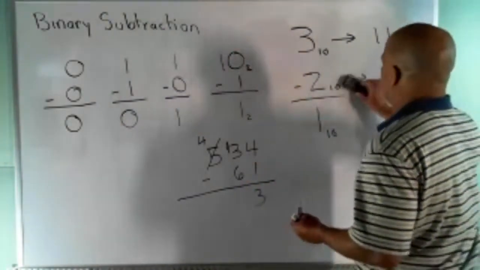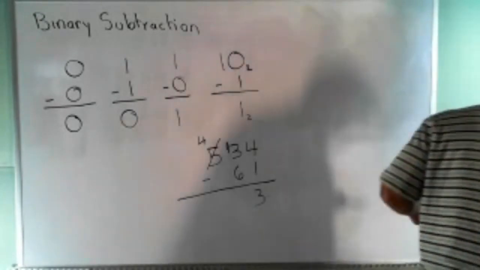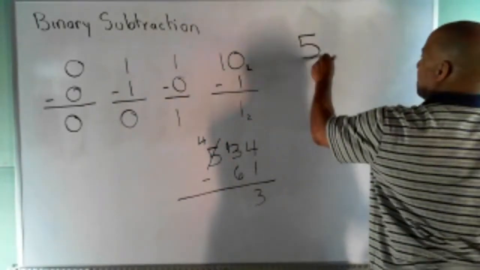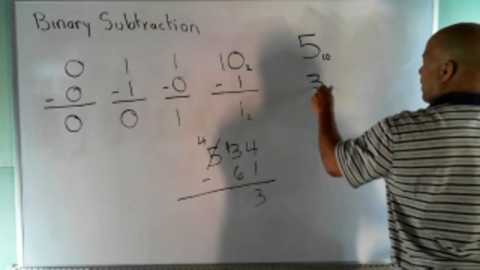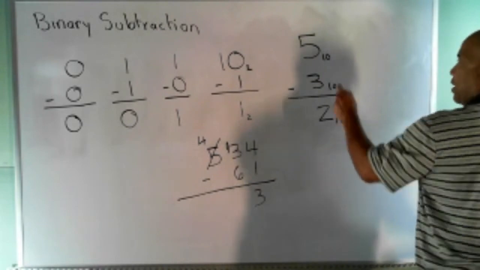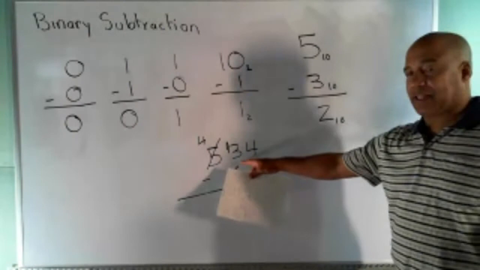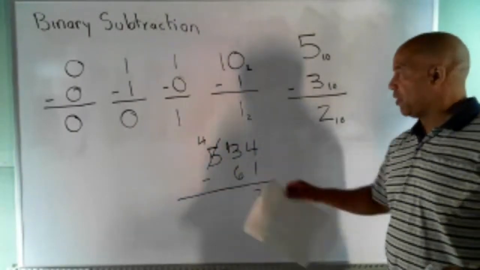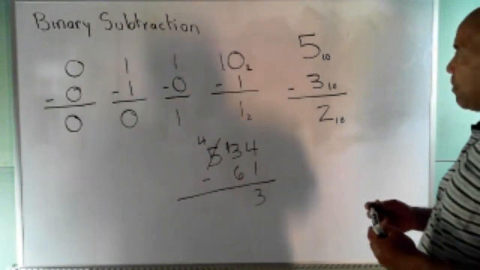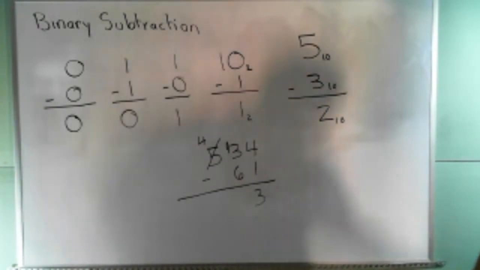So I'm going to give you 5 minus 3. All right, of course, we'll get 2. But go ahead and convert that over to binary. Do the subtraction with those rules. And you got to think about what we did right here. You got to borrow. So see if you can figure out how to do that. Convert it over, do the subtraction, see if you can think about how to borrow.